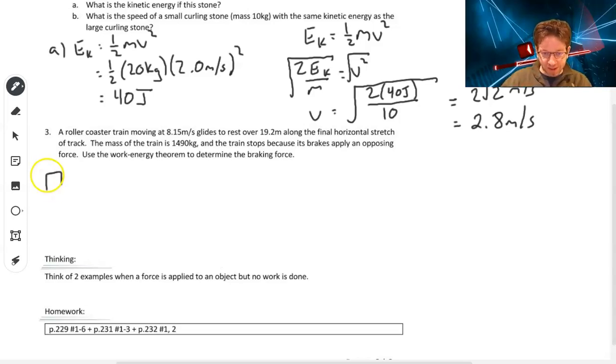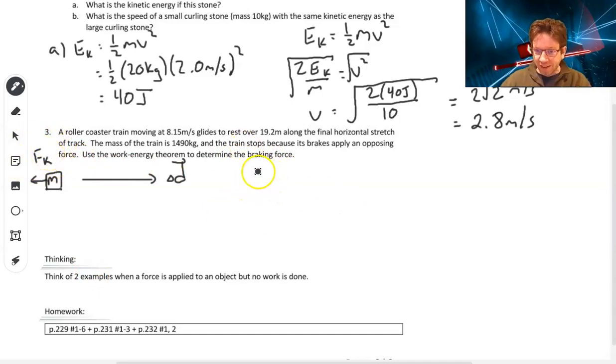Let's draw what's happening. Here's your cart. It's moving horizontally, so we have some displacement in this direction. And it's coming to a stop, so we have some sort of frictional force acting on it, some kind of kinetic friction. We know the mass of the train, and we know eventually it comes to a stop. So what we're going to do is determine that braking force, and the braking force is our kinetic friction.